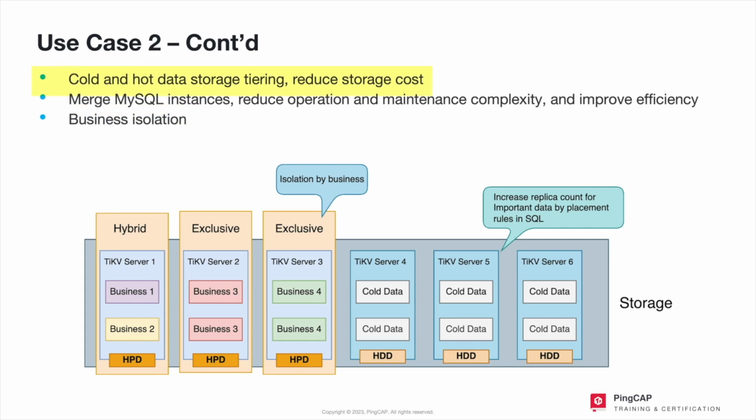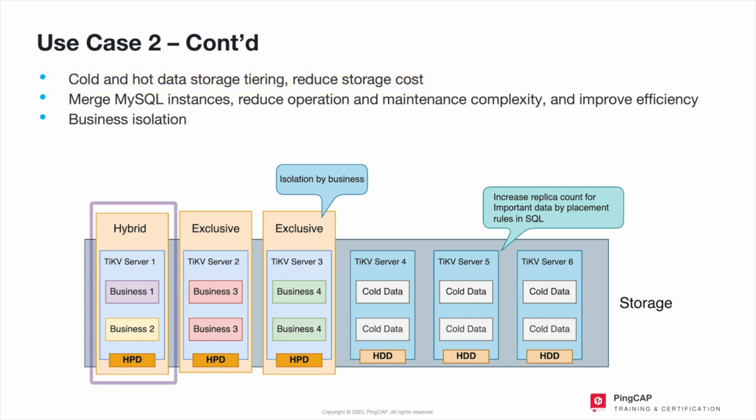Cold and hot data storage tiering reduced storage costs. Separating hot and cold data allows us to store cold data on lower cost HDD drives. And not only are HDD drives less expensive, they provide greater storage space. Recall that cold data is not accessed often, and when it is, a lesser level of performance is acceptable. This strategy enables customers to save money by using less expensive drives.